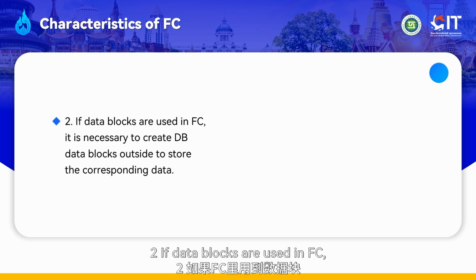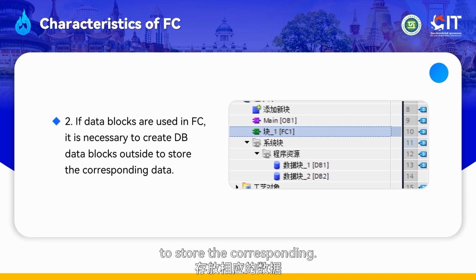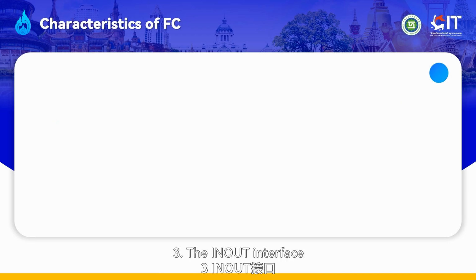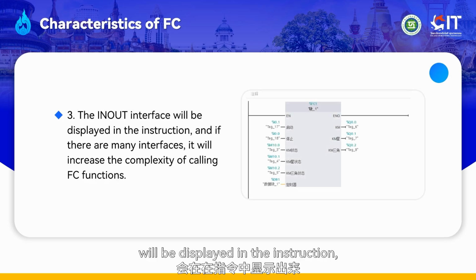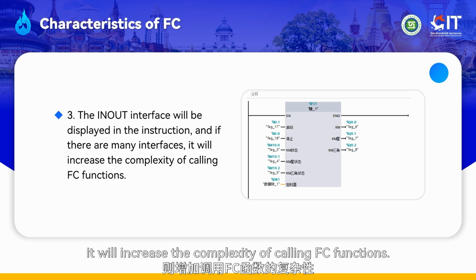2. If data blocks are used in FC, it is necessary to create DB data blocks outside to store the corresponding data. 3. The in-out interface will be displayed in the instruction, and if there are many interfaces, it will increase the complexity of calling FC functions.